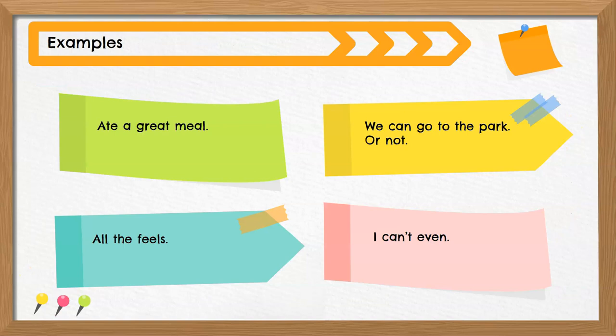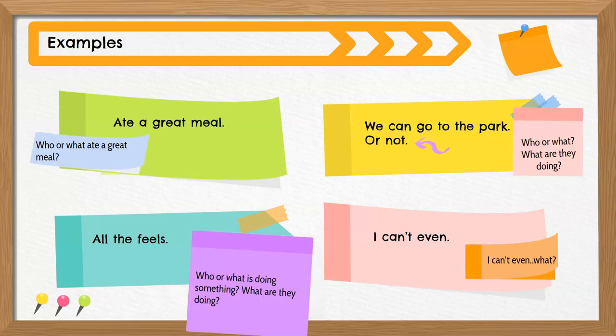Let's take a look at some examples of sentence fragments. Pause and think. What is missing from each fragment? Subject, predicate, or complete thought? Ate a great meal. Well, ate a great meal is missing a subject. We don't know who or what ate the meal.